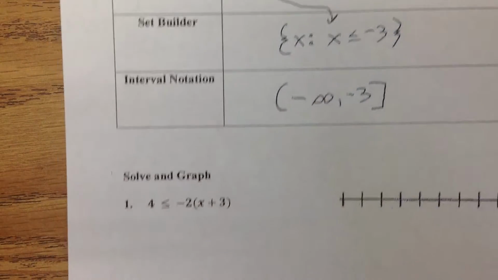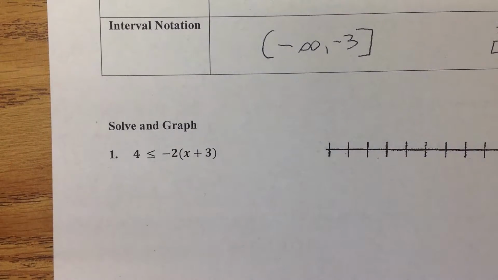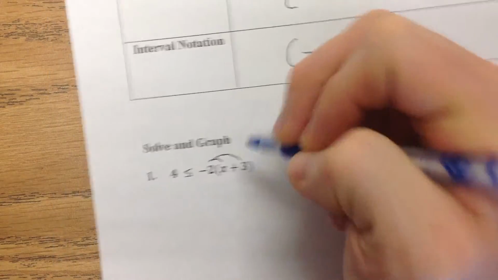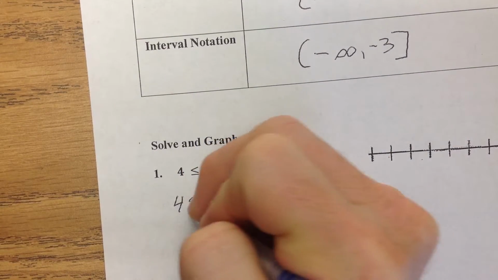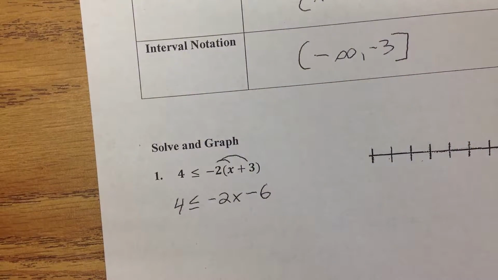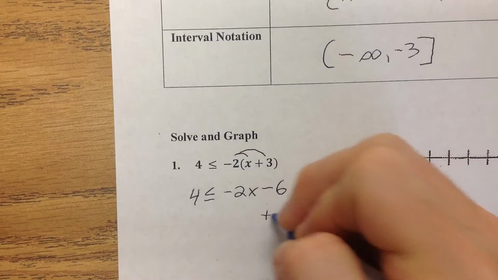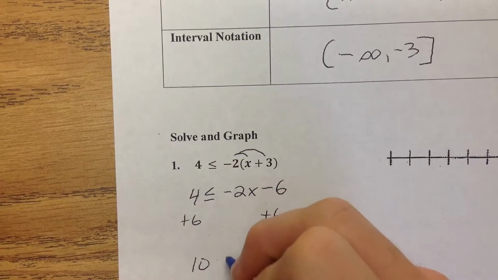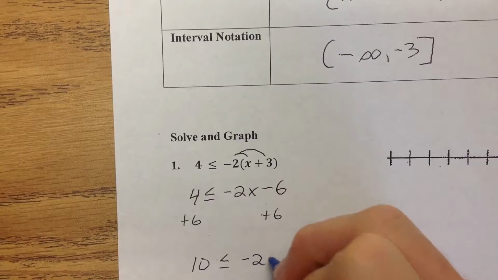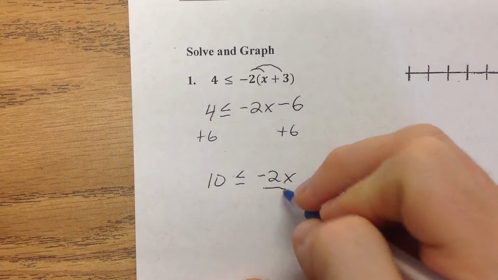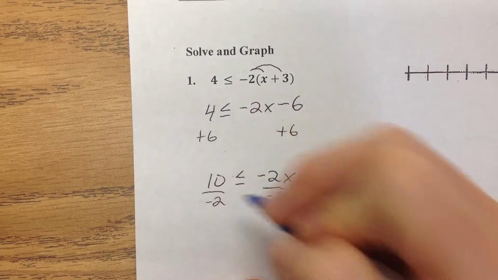All right, let's take a look at number 1. So number 1 here is just a regular, solve an inequality in graph. So we got to go through our steps. So we'll start by distributing. We get 4 is less than or equal to -2x minus 6. Alright, so next we'll add 6 to both sides. 4 plus 6 is 10, is less than or equal to -2x. After this, we'll divide by -2, divide by -2.